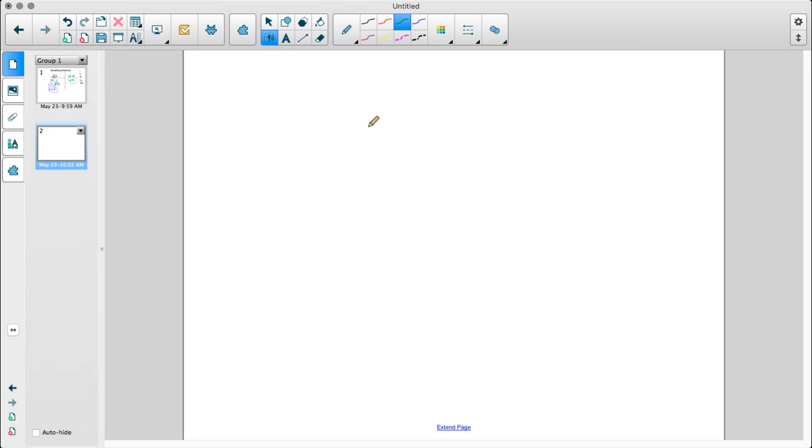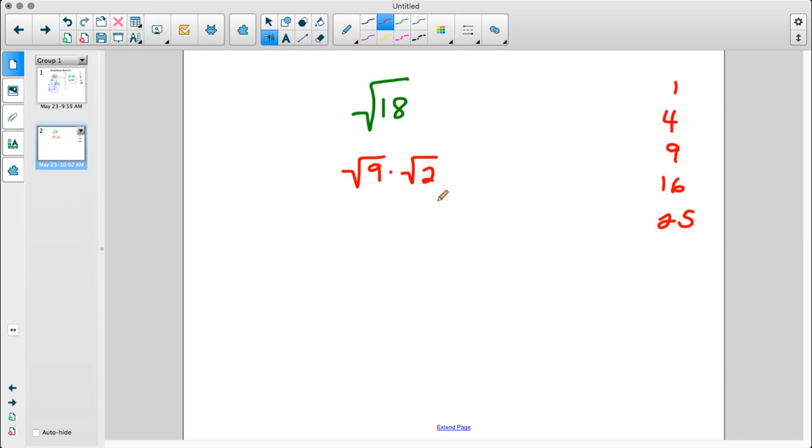Okay, let's look at another one. So root 18. If I think about two numbers that could be multiplied to make 18, if I think about the square numbers, I know 18 is divisible by 9. So if I rewrite this as the square root of 9 times the square root of 2, well, we know the square root of 9 is just 3. So this simplified radical is 3 root 2.